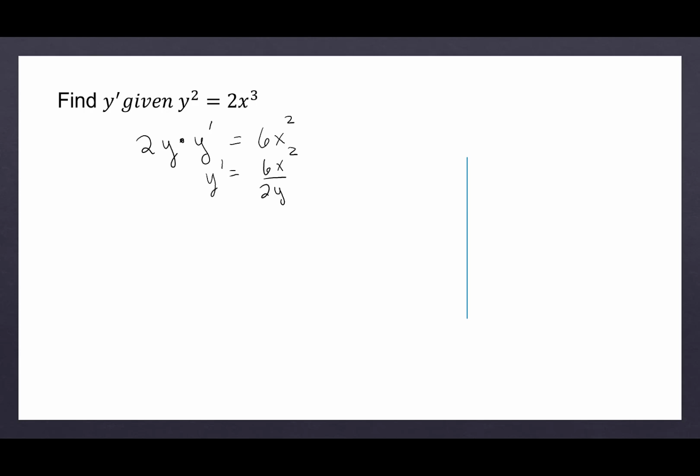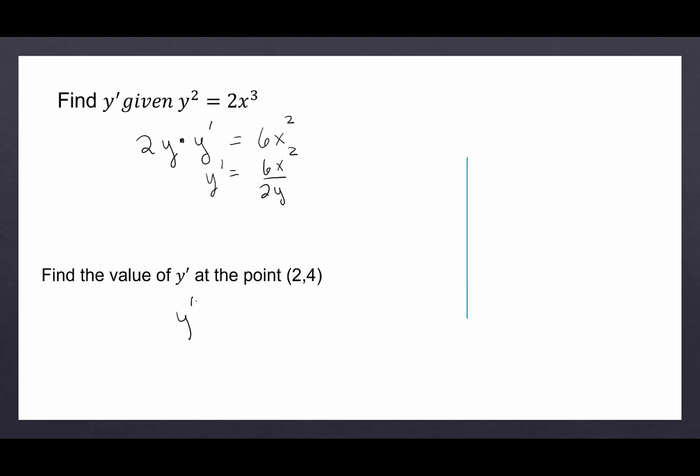Before, we never had y's in our solution. We would always have just x's. So as you're going through and solving, just keep in mind what you're trying to do. You're trying to get y prime by itself. If the answer has a y, that's perfectly okay. Now that we have our derivative, we're going to find the value of y prime at the point (2, 4).